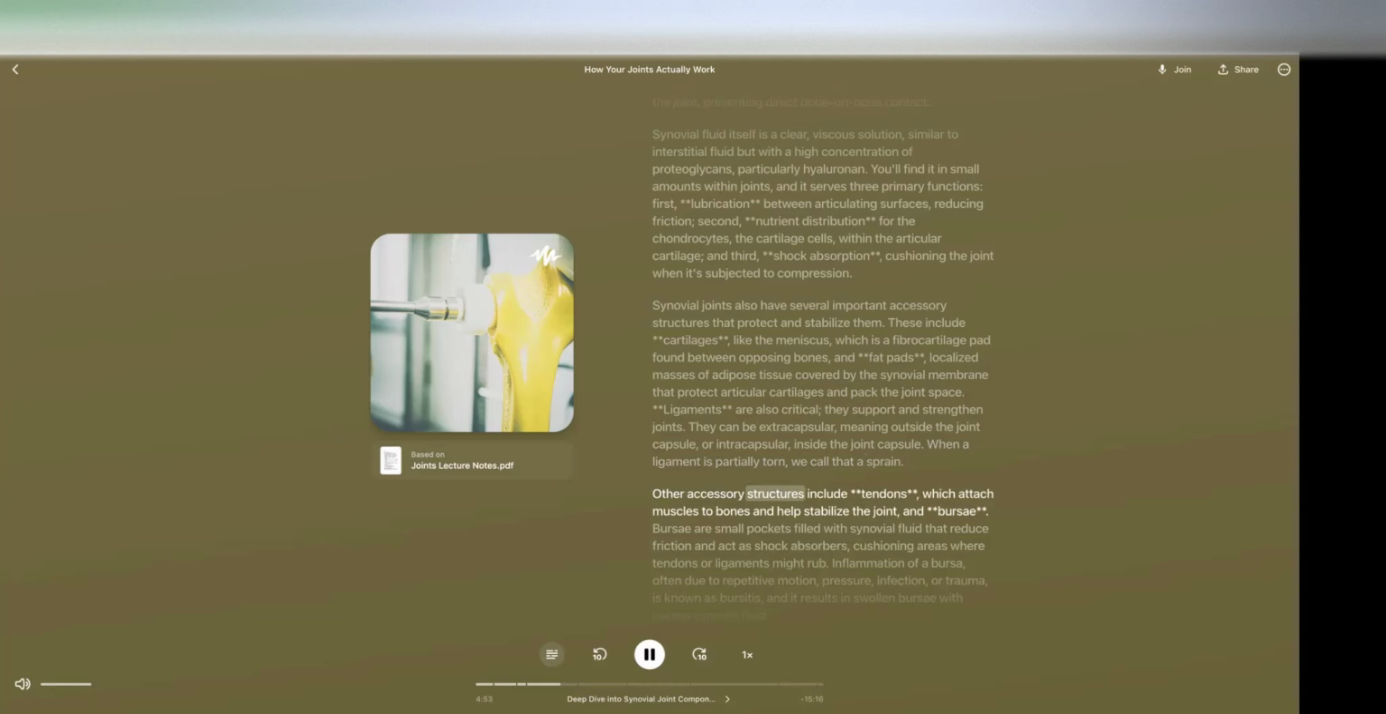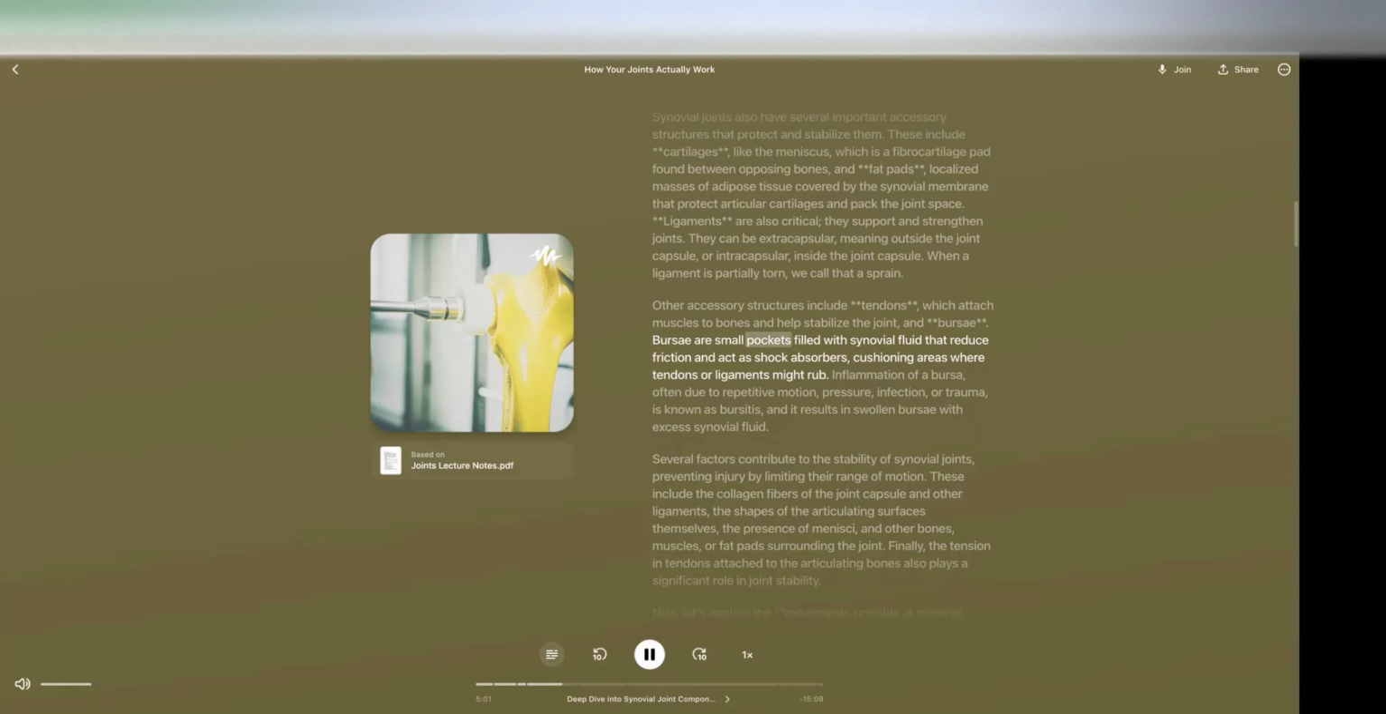Other accessory structures include tendons, which attach muscles to bones and help stabilize the joint, and bursae. Bursae are small pockets filled with synovial fluid that reduce friction and act as shock absorbers, cushioning areas where tendons or ligaments might rub. Inflammation of a bursa, often due to repetitive motion, pressure, infection, or trauma, is known as bursitis, and it results in swollen bursae with excess synovial fluid.